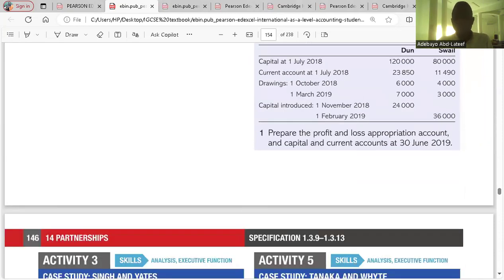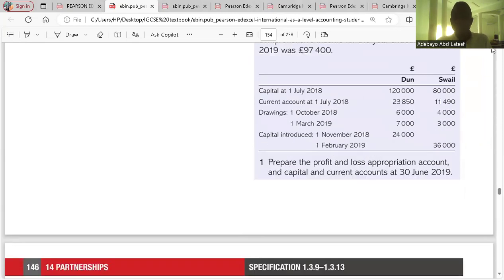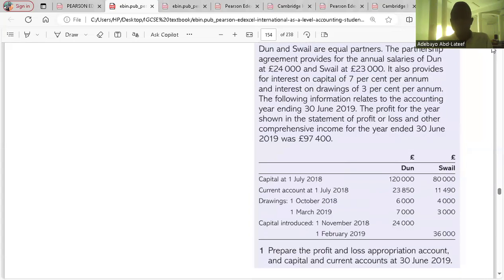Also, from the additional information, we have interest on drawing for 3%. So the total drawings for Dawn is 13,000 for the year, and for Swale is 7,000. So 3% of 13,000 is charged on drawings for Dawn. 3% of 7,000 is charged on drawings for Swale. So we have 390 for Dawn, 210 for Swale. So 390 plus 210 gives us 600.